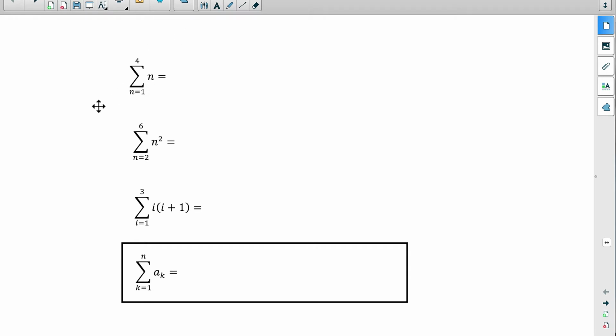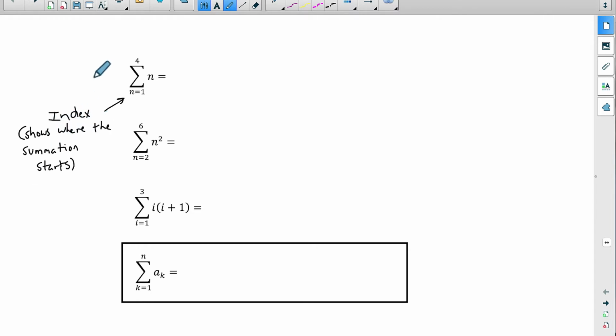Basically, the number at the bottom here where it says n equals 1, this is called the index. And this shows where the summation starts. And then the top number, in this case the 4, this shows where the summation stops. So for this first question here, we're starting at the number 1 and we're going up to 4. And what do we do in each case? Well, nothing. We're just writing the number down.